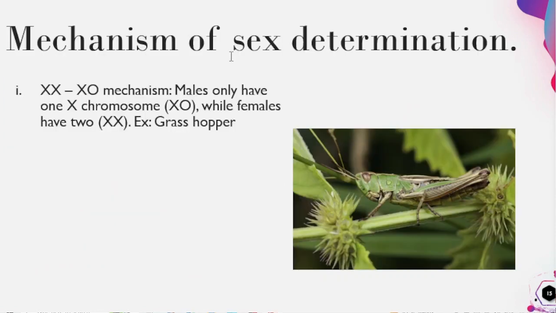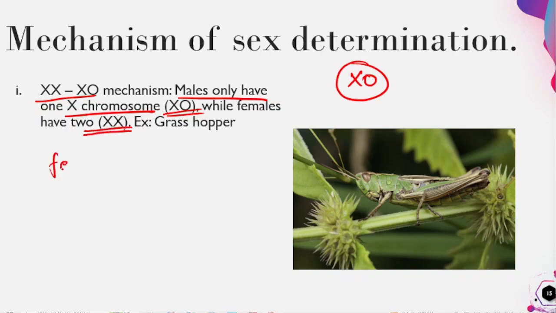What are the mechanisms of sex determination? We have different mechanisms of sex determination for various types of organisms. If you look here, you have the XX and XO mechanism of sex determination. Here males have only one X chromosome, that is the XO type male, and the female is going to have 2 X chromosomes. So the female is crossed with the male. The female has XX, and the male has X and O, that is only one X chromosome.